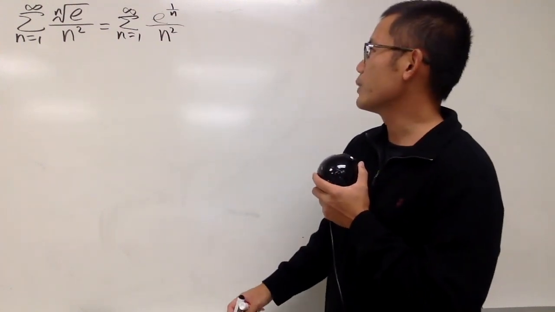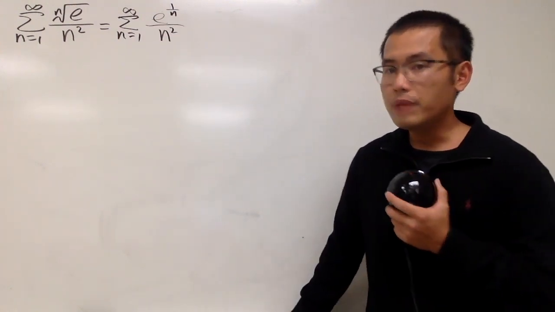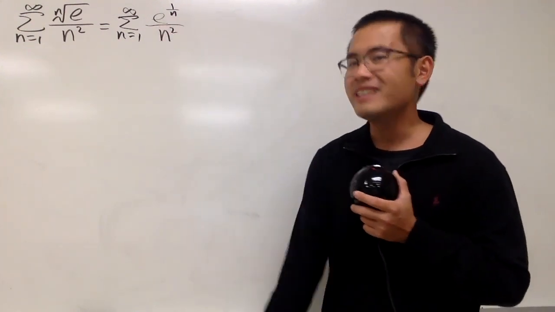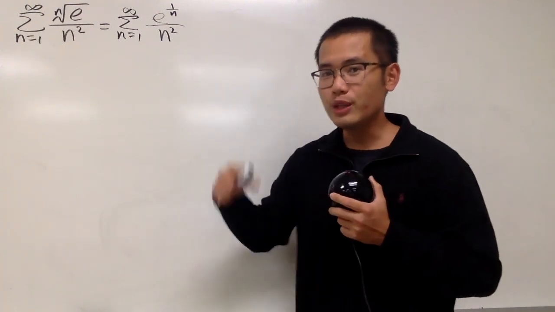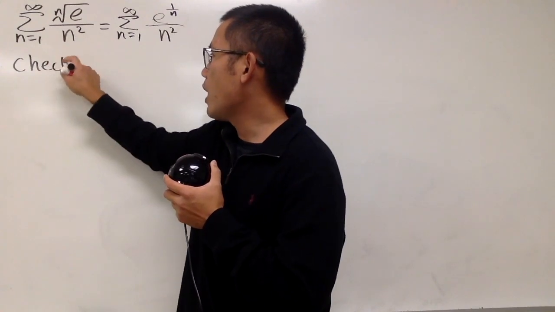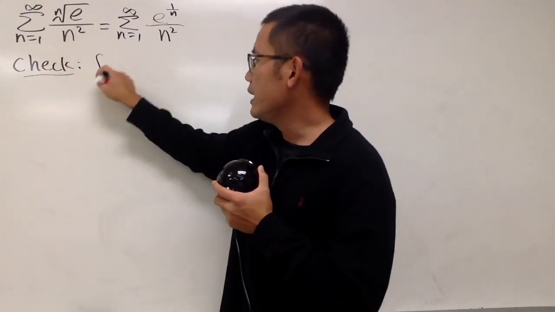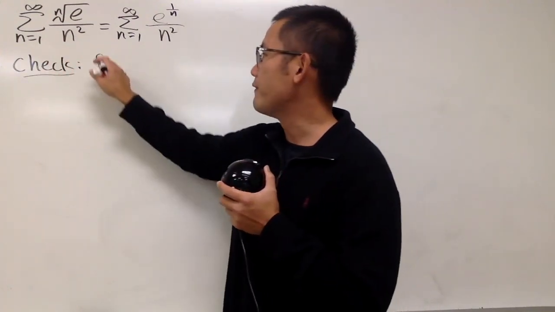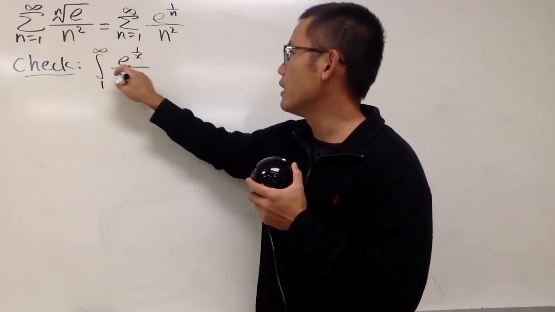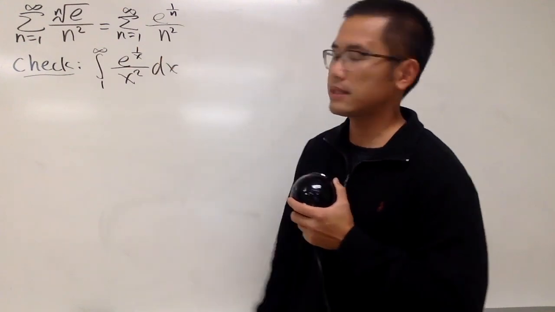And here, how can we deal with this though? Well, imagine we are just dealing with the integral. Can we integrate this? Yes, we can. So we'll just change this to the integral version and check the improper integral for it, right? So here we go. We are going to check the improper integral from 1 to infinity, and we have e to the 1 over x, over x squared, dx.